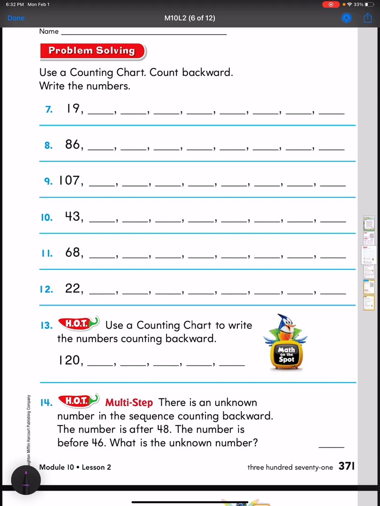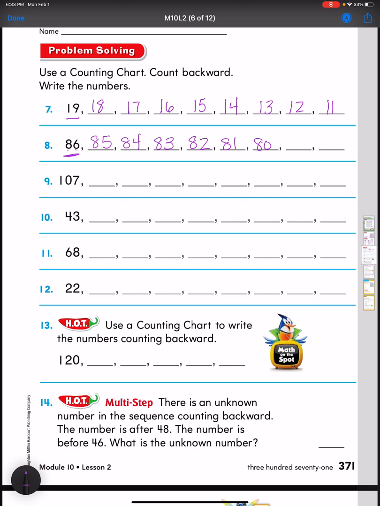So you can count backwards with me, I don't have a number chart to show examples on this page, so we're just going to count backwards. You can count backwards with me. 19, 18, 17, 16, 15, 14, 13, 12, 11. This time let's start from 86 and go backwards. 86, 85, 84, 83, 82, 81, 80.